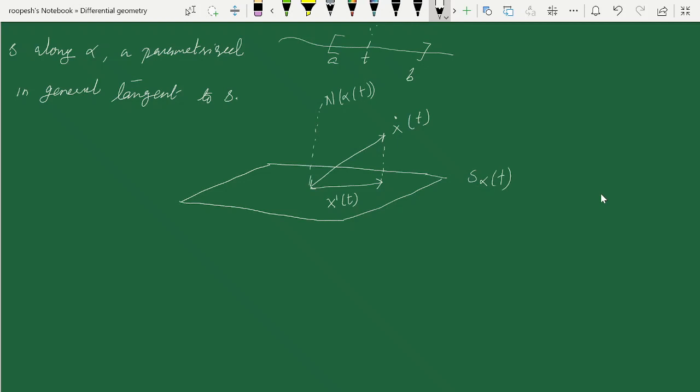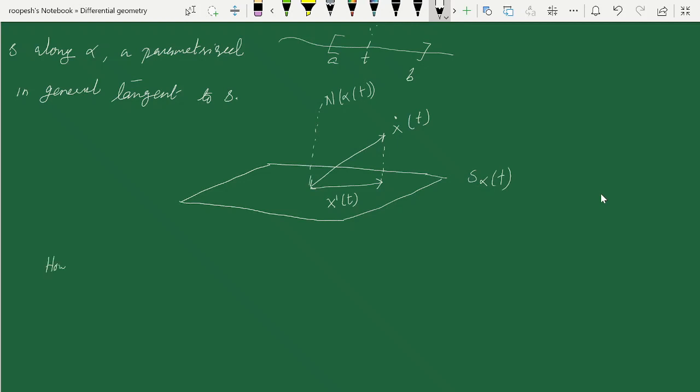So actually what we have done is, from this we can resolve x dot into a component along n of alpha of t and a tangent vector. From x dot of t we have avoided the component along n of alpha of t. The normal component we have deleted. That's why it belongs to the tangent space, right? So in general, it is tangent to S.